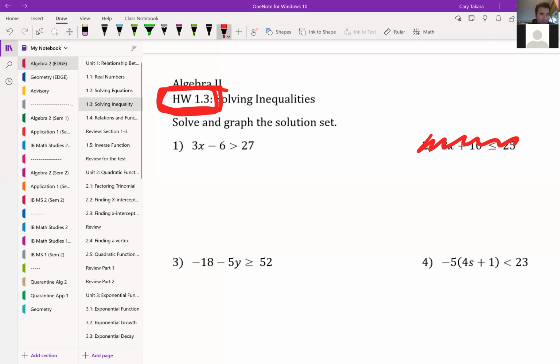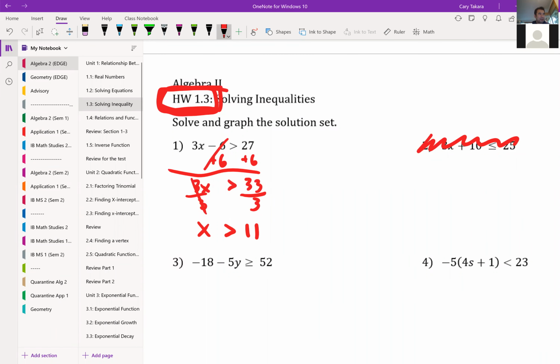So I'm going to get started on that. First, you have to add 6, right? It's the same thing as solving an equation, okay? But there's just one tiny thing you have to be careful about. Sometimes you have to flip the inequality sign, okay? Other than that, it's all the same process. So 3x is still greater than 33. Divide by 3, divide by 3. x is still greater than 11.